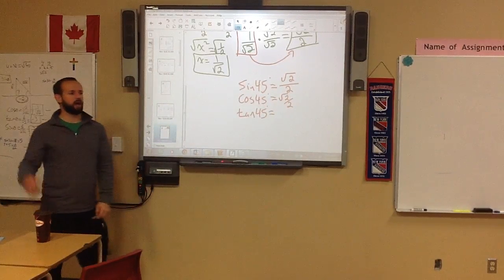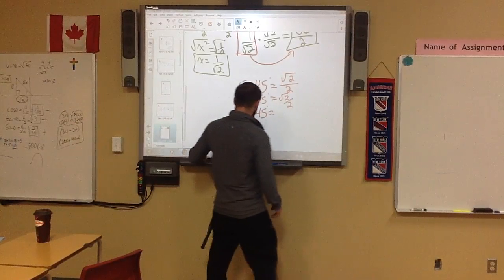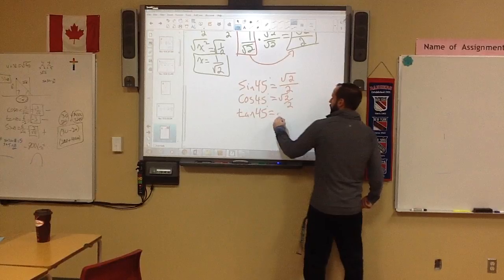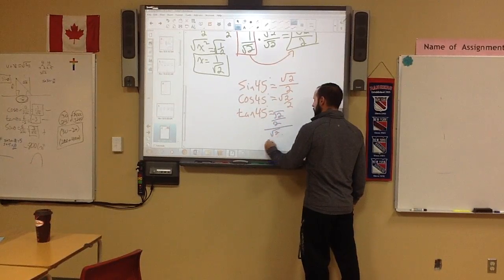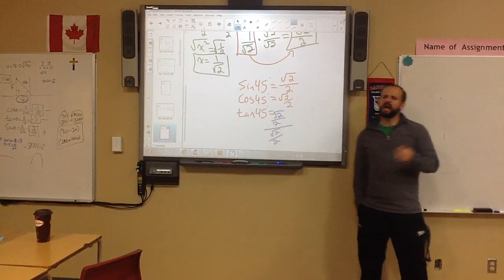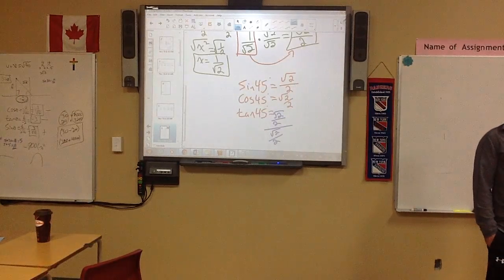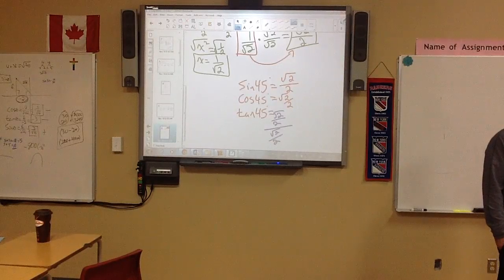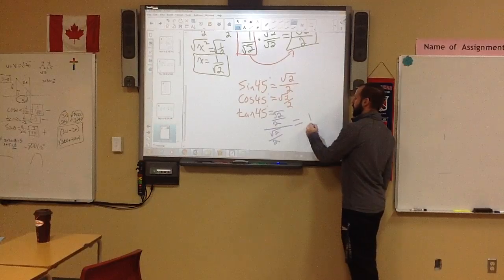I have to find the slope. Rise over run. So, if I go root 2 over 2 divided by root 2 over 2, what's that concept called that if you take a number and divide it by itself, it's 1? I don't even have to show you any math to show that this is equal to 1. So what's my slope? 1.